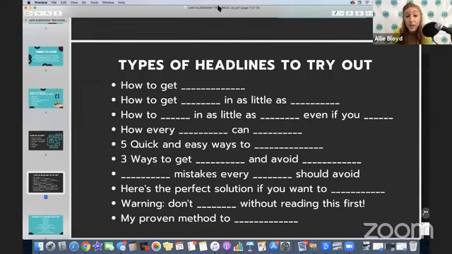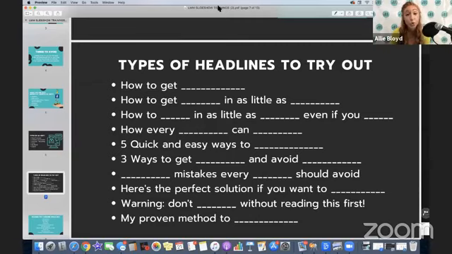So if this were me, I would say how to get a strong return on investment from your Facebook ads in as little as 5 days, even if you failed with every other agency before, or even if you failed with every Facebook ad you've ever published. So you're trying to show someone with this type of headline that they can in fact use this or do this. How every blank can blank.